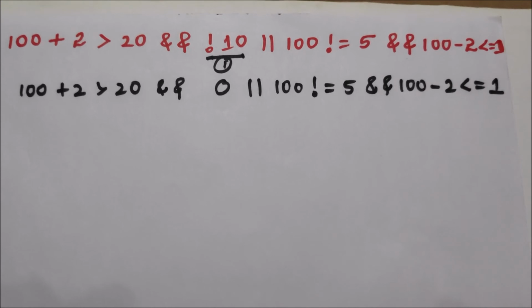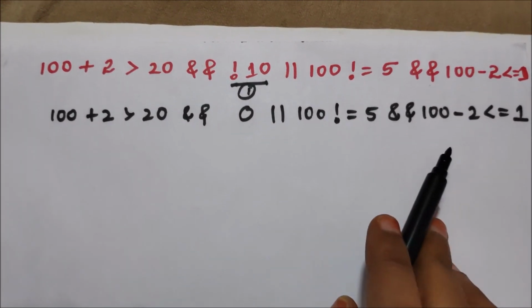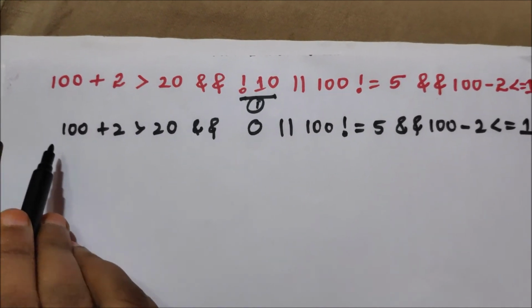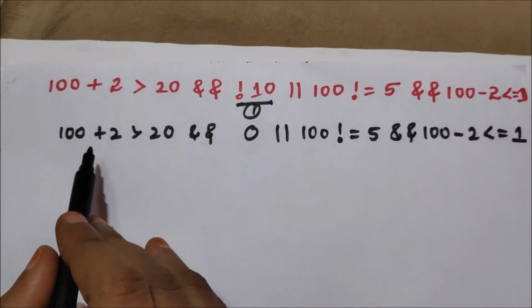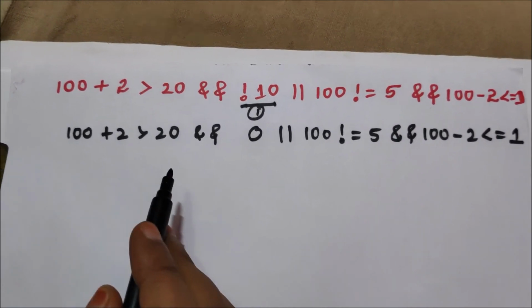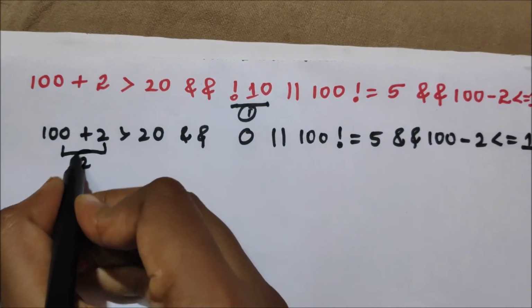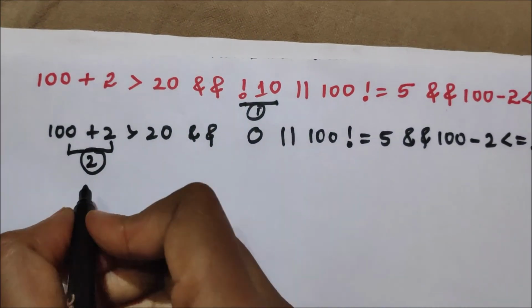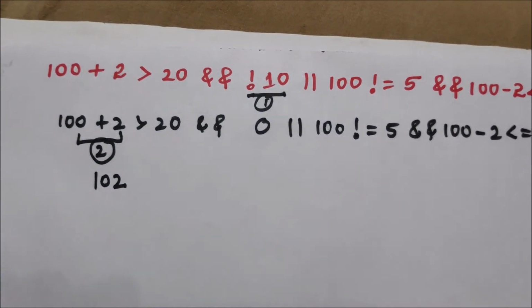Next we need to evaluate arithmetic operators. So we have two arithmetic operators, plus and minus. Start from left to right. Both plus and minus have the same precedence. So start evaluating whichever comes first when you start from left to right. So plus comes first. Evaluate this. 100 plus 2, 102. Keep the remaining expression as it is.